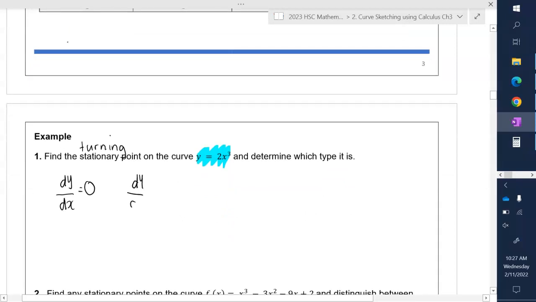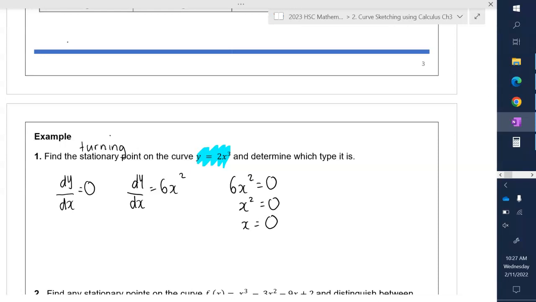So what is dy/dx of this function? dy/dx is 6x squared. When does that equal 0? Well, 6x squared equals 0. We'll divide by 6, so x squared equals 0, and x is equal to 0. So x equals 0 is the x point of our turning point, but we need to find the y. y will be equal to 2 times 0 cubed, which is 0. So (0, 0) is a stationary point.